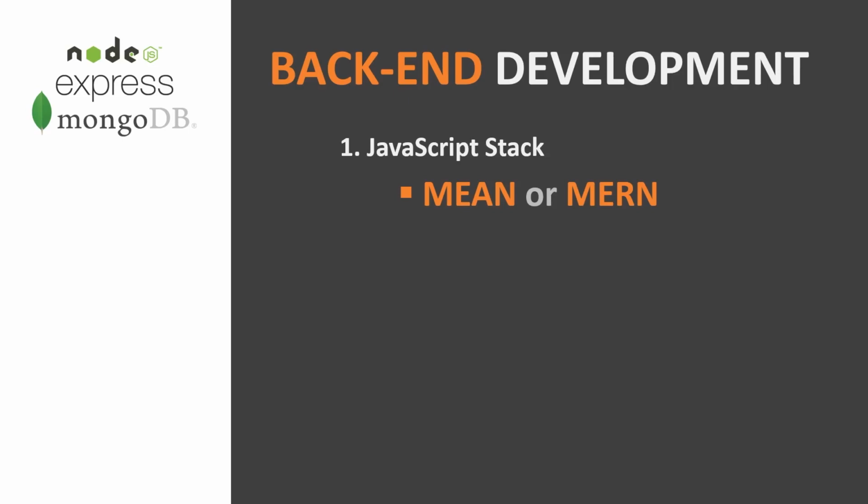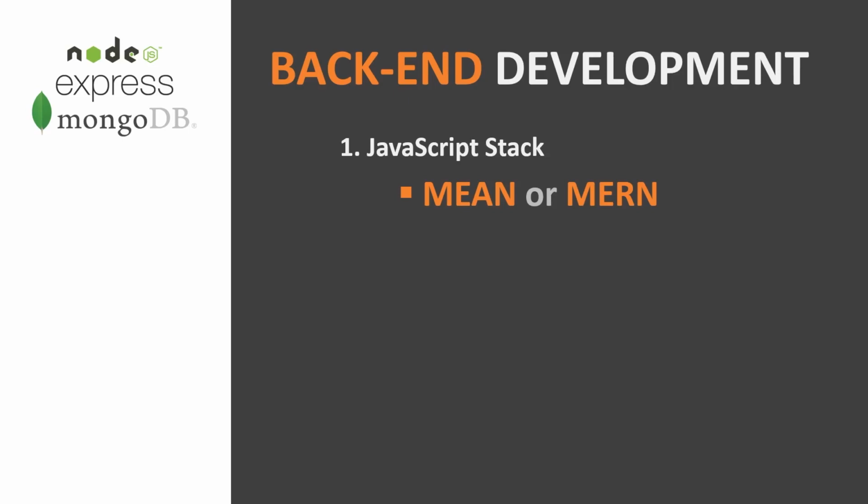MEAN means MongoDB, Express, Angular, Node.js. This is MEAN by MEAN. When you understand this core concept of MEAN, you can develop your own app using these platform technologies like MongoDB, Express, Angular, and Node.js.